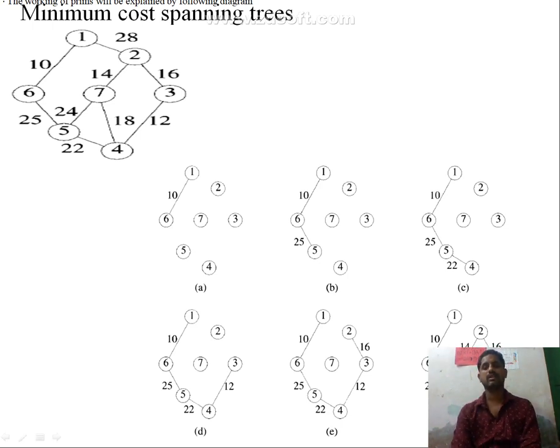Okay, totally we can construct the cost equal to 99. The path is 1 to 6, 6 to 5, 5 to 4, 4 to 3, 3 to 2, 2 to 7. Okay.